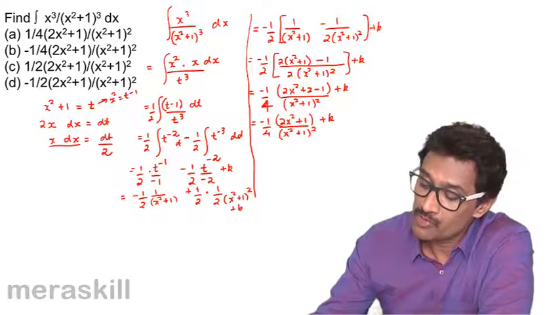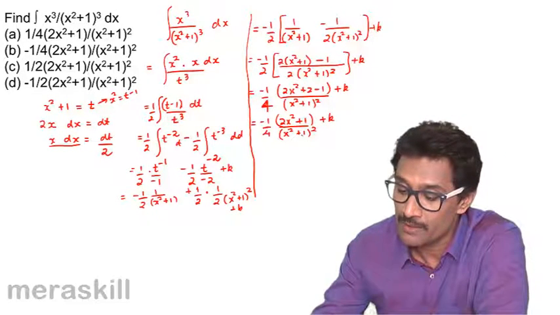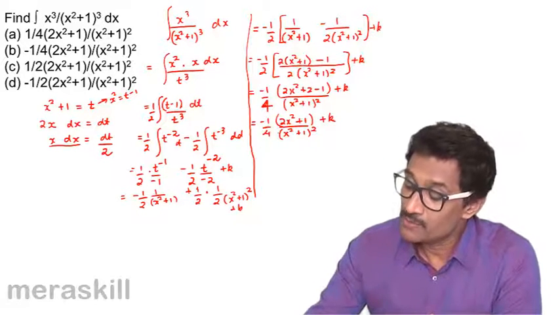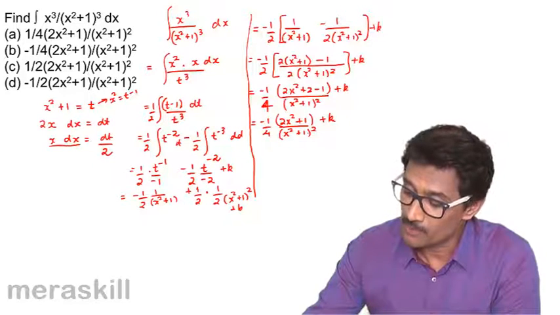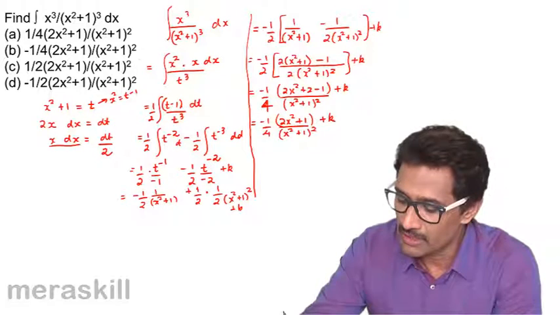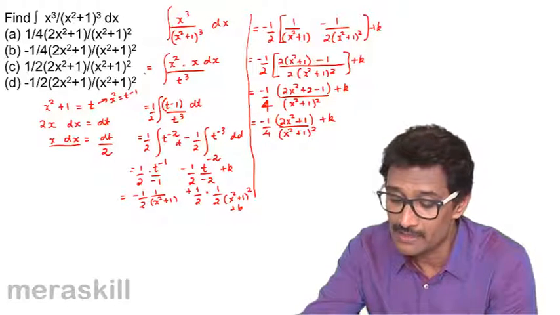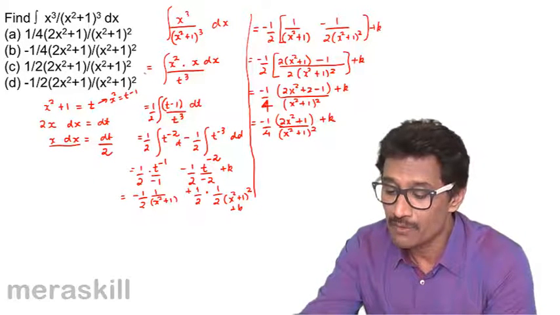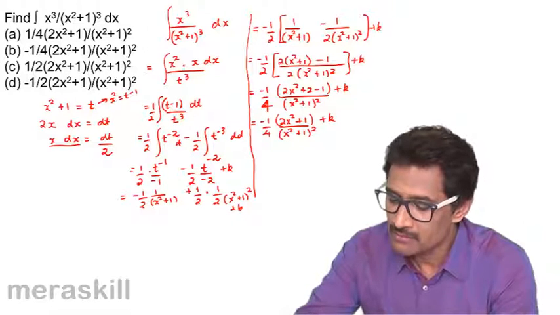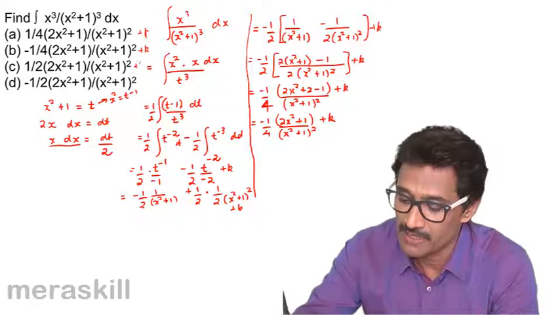So among the options you have minus 1 by 4, (2x square plus 1 upon x square plus 1) the whole square plus the constant. So it's going to be minus 1 by 4, (2x square plus 1 upon x square plus 1) the whole square plus k. Let's check the options. So you have so many, but surprisingly they have not put a k. Maybe they have overlooked it. It has to be k among these. Maybe all of them they have missed the k. It should have been plus k.